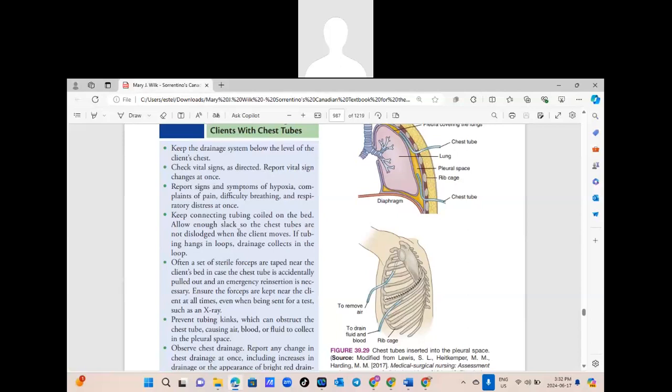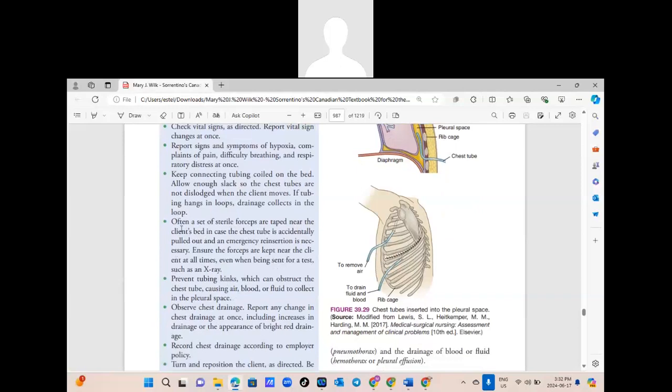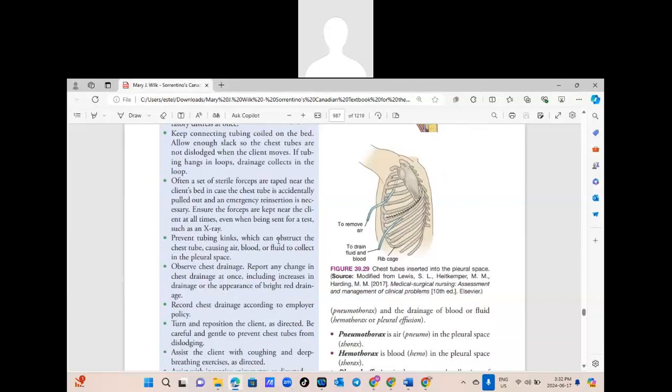Keep the connecting tube coiled on the bed. Allow enough slack so the chest tubes are not dislodged when the client moves. If tubing hangs in loops, drainage collects in the loop. Often a set of sterile forceps is kept near the client's bed in case the chest tube is accidentally pulled out and an emergency reinsertion is necessary. Ensure the forceps are kept near the client at all times, even when being sent for a test such as an X-ray.